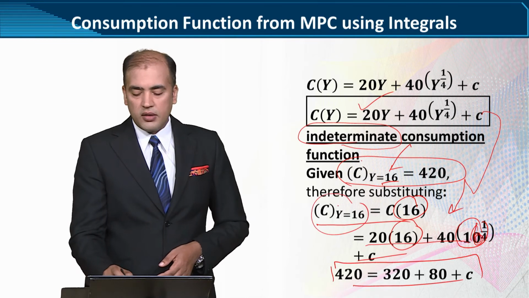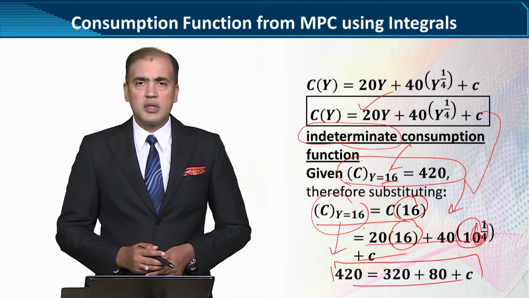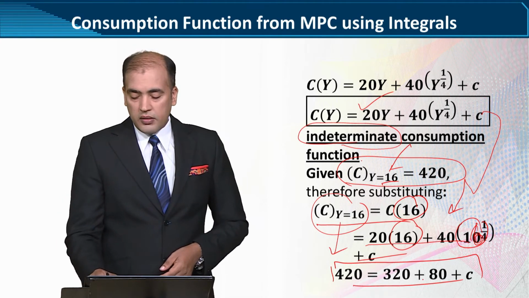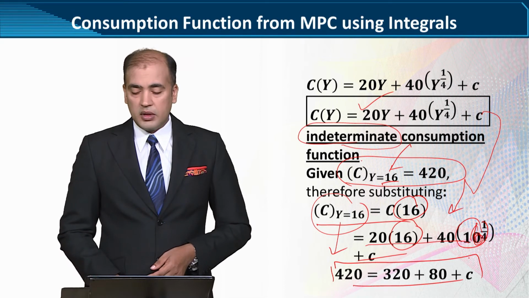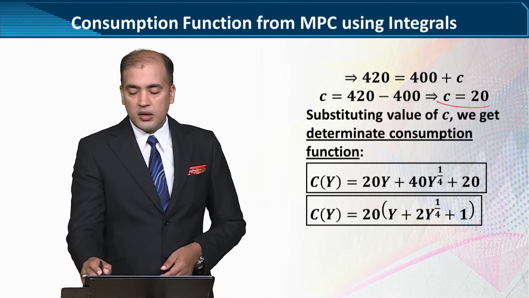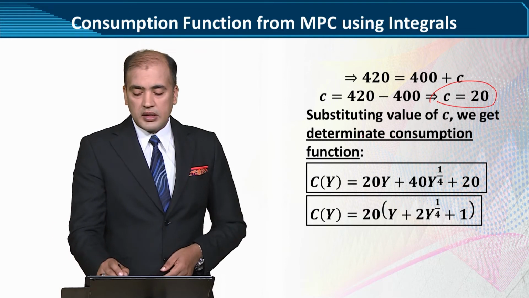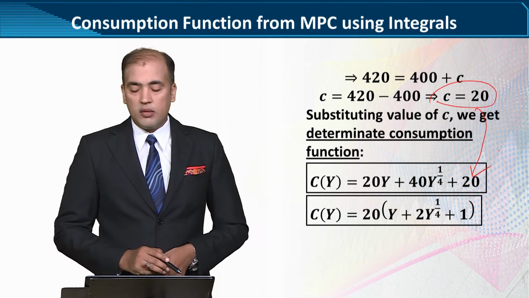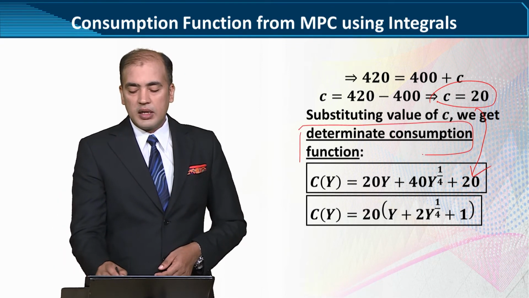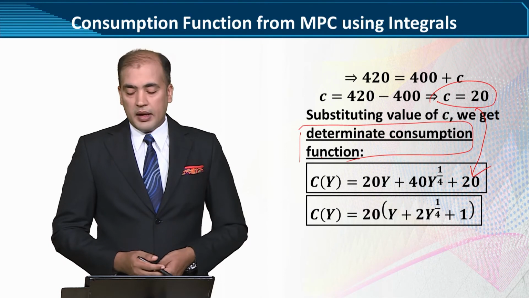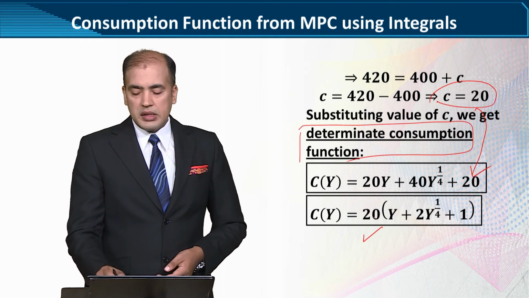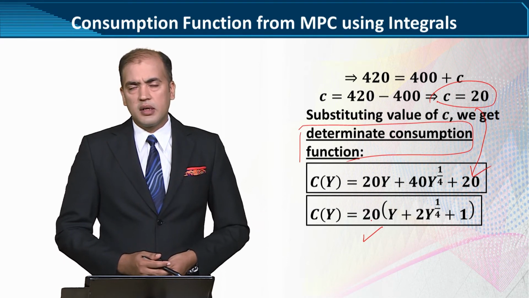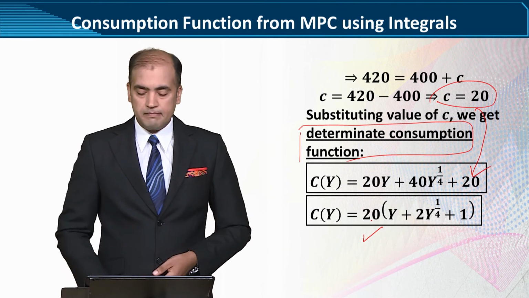Let's not forget that on the left hand side we have 420, that is the consumption is 420 when y is 16. Now we can easily extract the value of c, which is the missing part, and the value of c now is found to be 20. That can be put back in the general consumption function in place of c, which is going to make the consumption function definite or determinate. Now we can also rewrite it by taking 20 as a common factor, because we can see that 20 can come out as a common factor. This will make it easy to read.